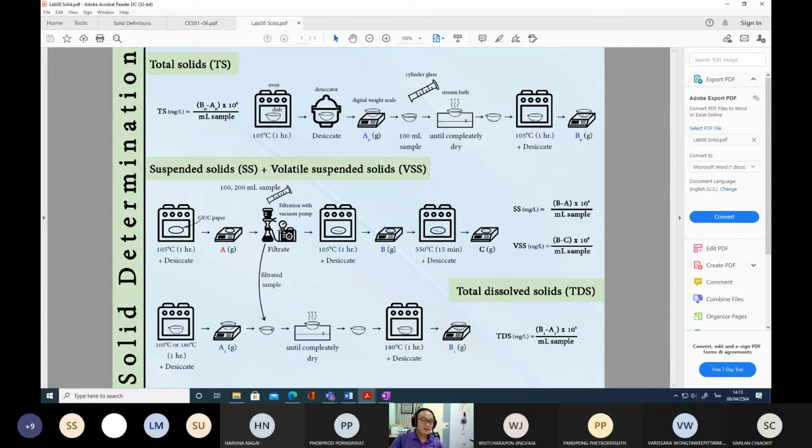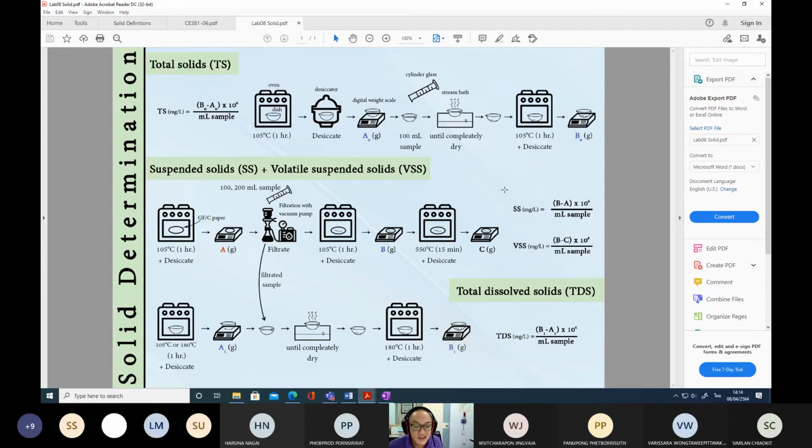After we apply the filtration pump, we keep the filter paper in the oven at 105 degrees Celsius for 1 hour, and again let it cool to room temperature and weigh it. Finally, you record it as B. After that, once you have completed those measurements, you burn it at a temperature of 550 degrees Celsius, and weigh the paper together with the remaining ash again, so that these A, B, C are the information you obtain from this measurement. For the suspended solids, just take B minus A, and then convert the units.